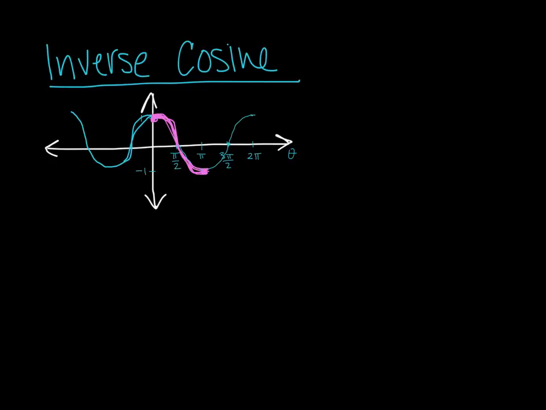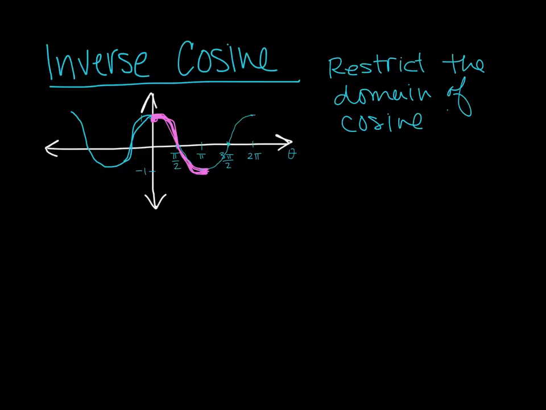So we restrict the domain of cosine to the interval from 0 to pi, and the range here then again is negative 1 to 1. And so it's just this little pink part of the cosine function that we end up inverting.